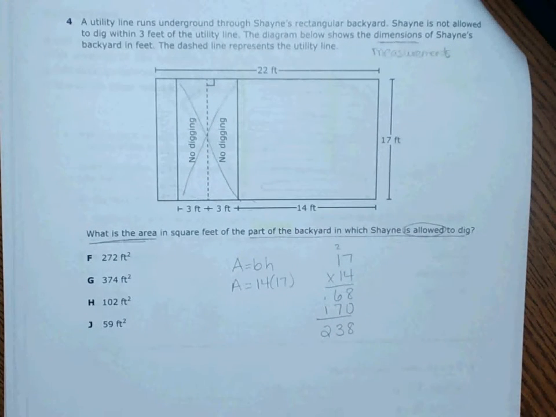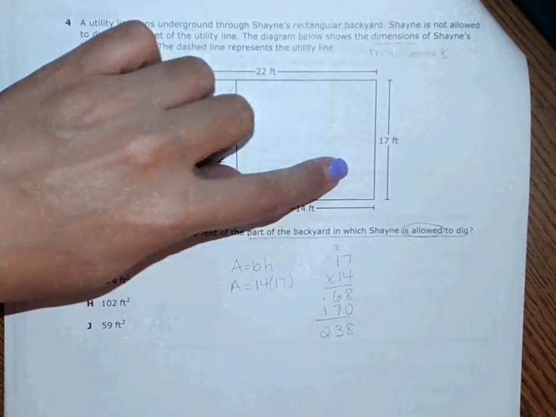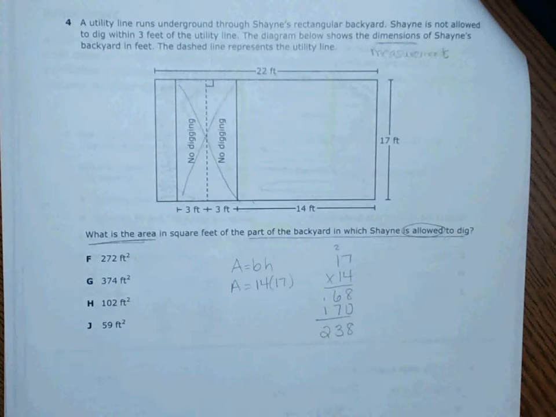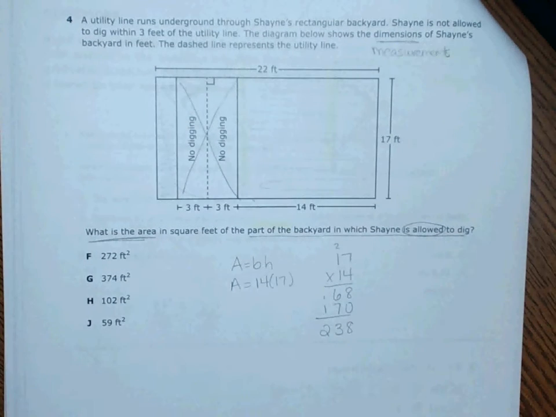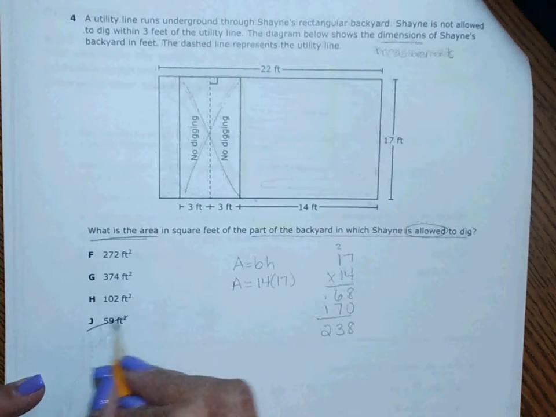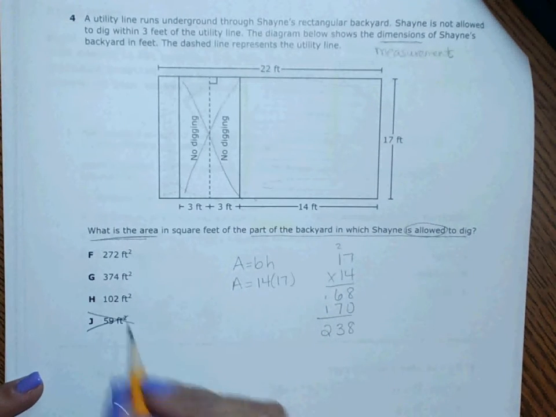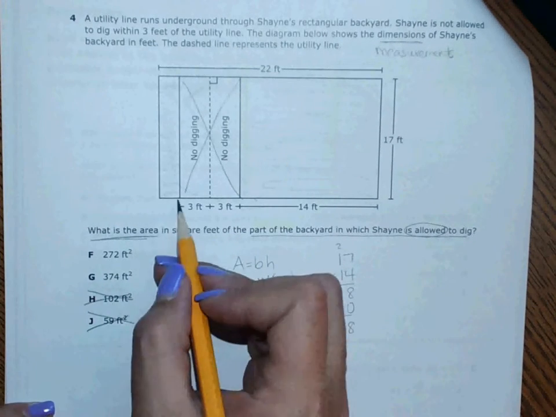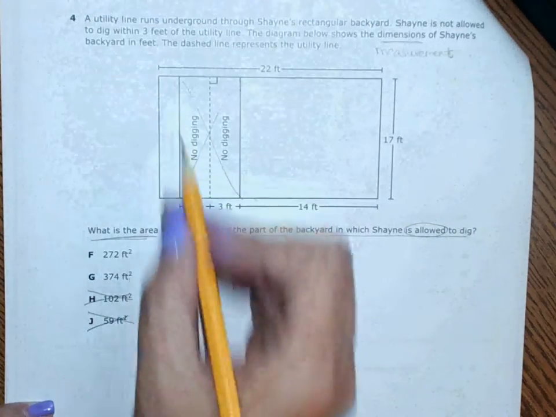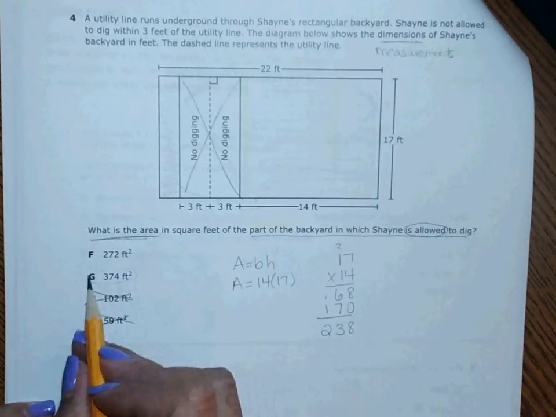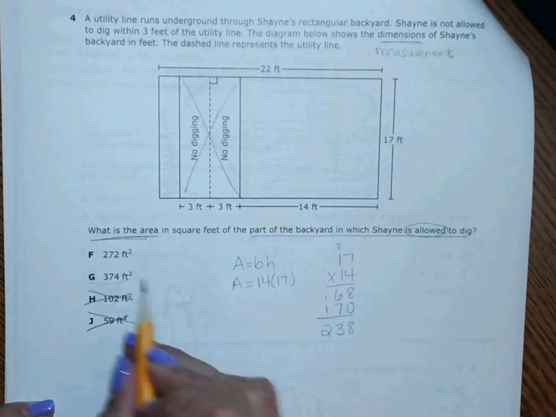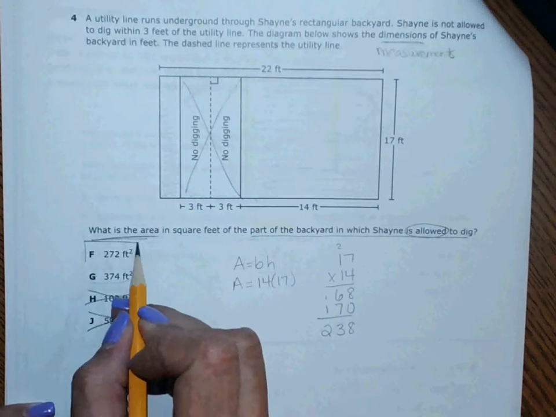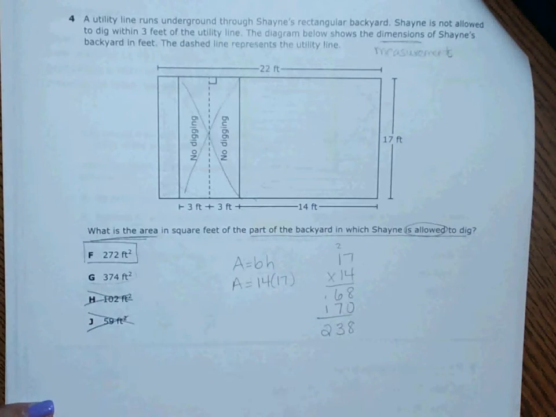So now, when I look at my answer choices, I know that this isn't the entire area that they're wanting me to find, because there's that little strip over here, but there are definitely some answer choices to get rid of. 238 means 59 is way too tiny. 238 also means 102 is too tiny. And honestly, look how small this space is. There's no way I'm going to get all the way up to 374, because the difference between these two is too much. So I'm going to safely guess that this is my answer.